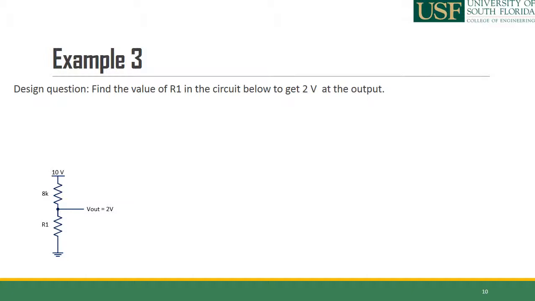The last example is a sort of design question. Let's say we have a voltage divider circuit as we had, but this time, instead of trying to find the output voltage, we know that the power supply is 10 volt and we are looking for how to choose one of the resistors, or maybe both resistors, in a way to get 2 volts out of that.